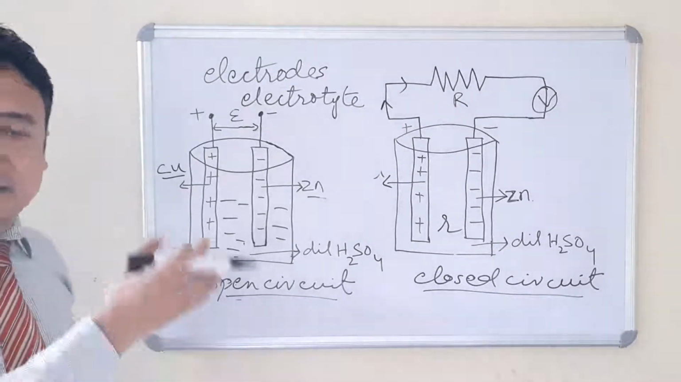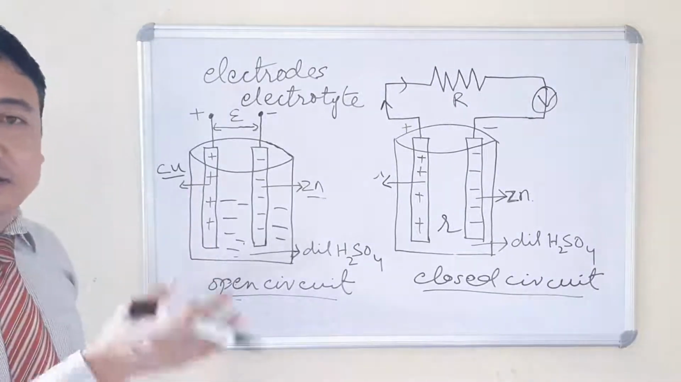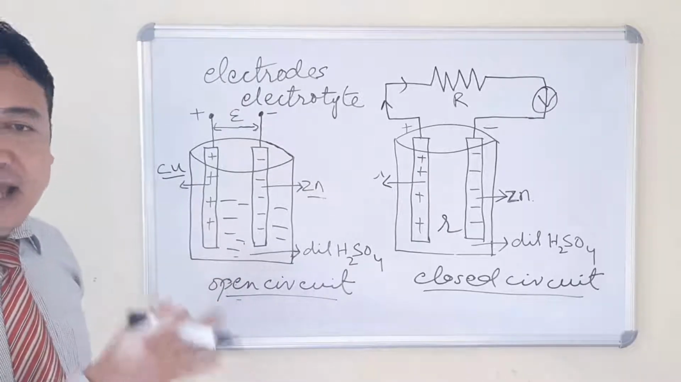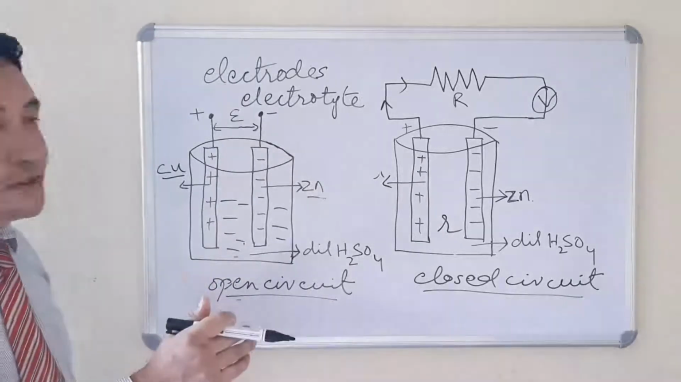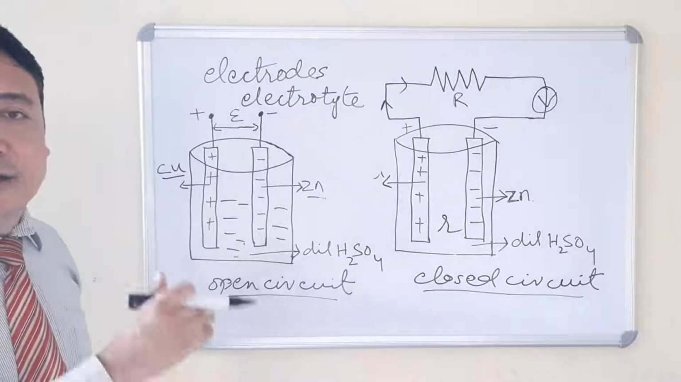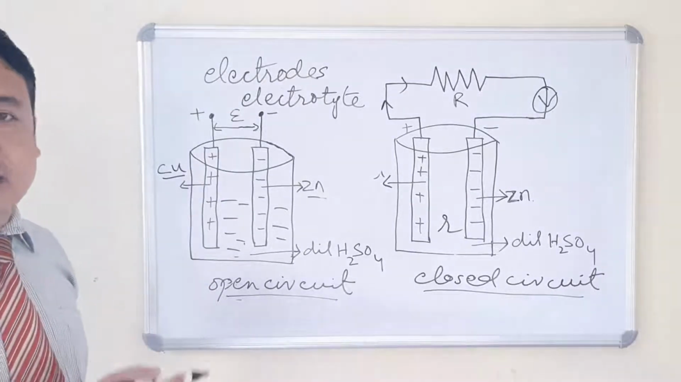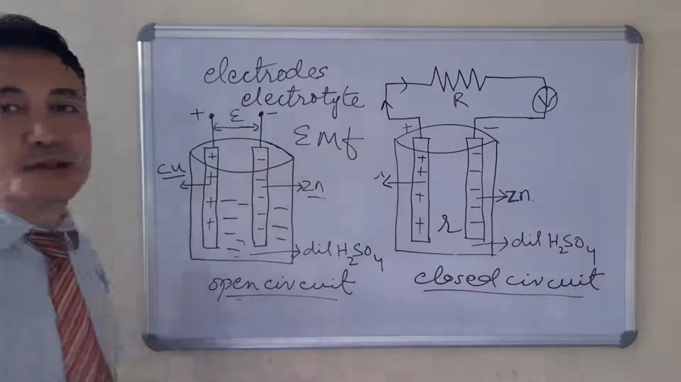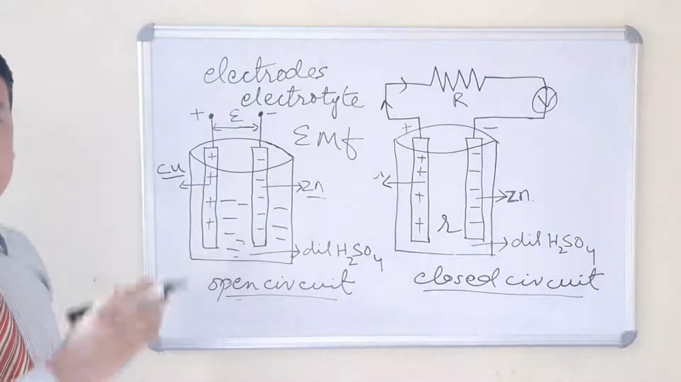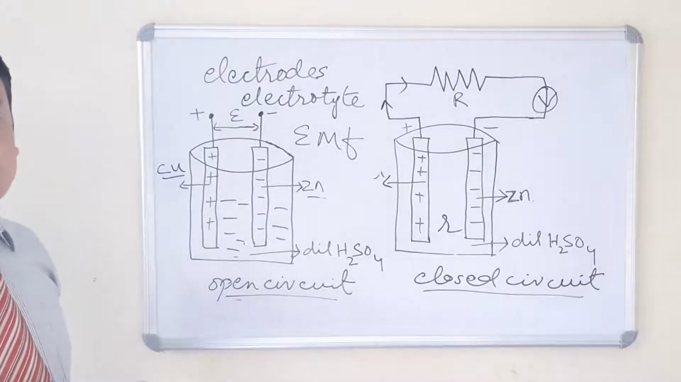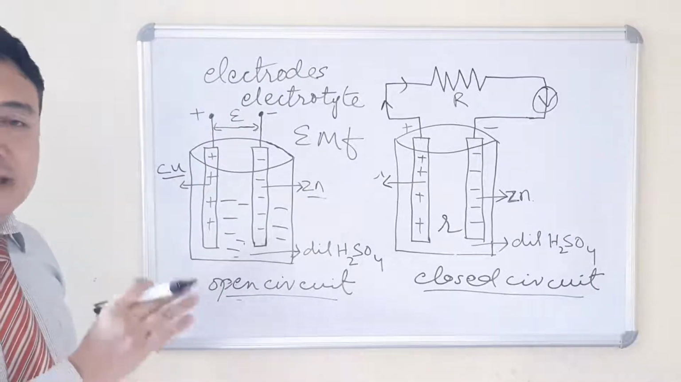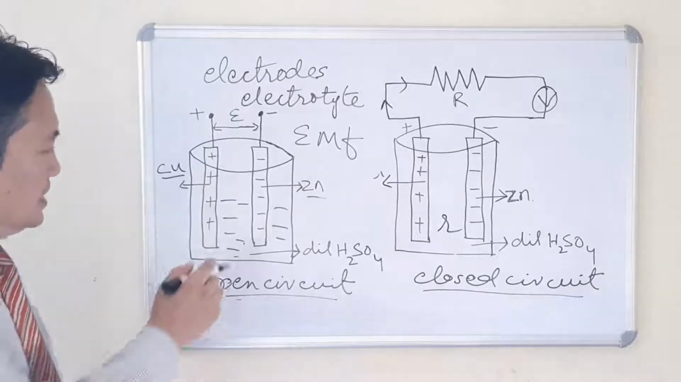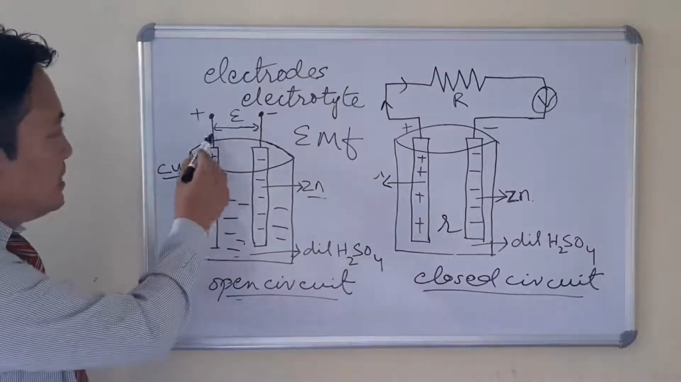In an open circuit, even though there is no flow of current, the potential difference between the two electrodes will exist there. This potential difference between the two electrodes in an open circuit, where no current is drawn from it, we call EMF, or the electromotive force. This electromotive force is produced in a cell, between the electrodes.